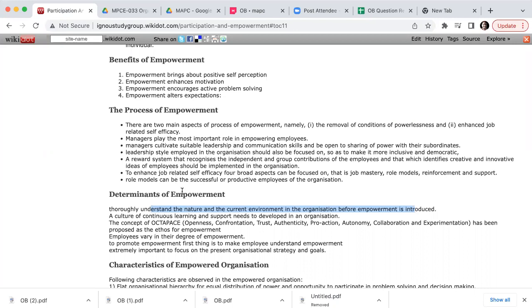It requires a culture of continuous learning and the support needed to develop. So that support and continuous learning needs to be there. There are some ethos required for an environment of empowerment, which are openness, confrontation, trust, authenticity, proaction, autonomy, collaboration, and experimentation. All these are some of the ethos of empowerment.